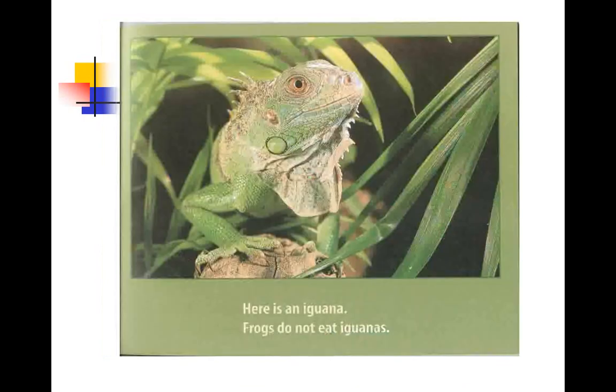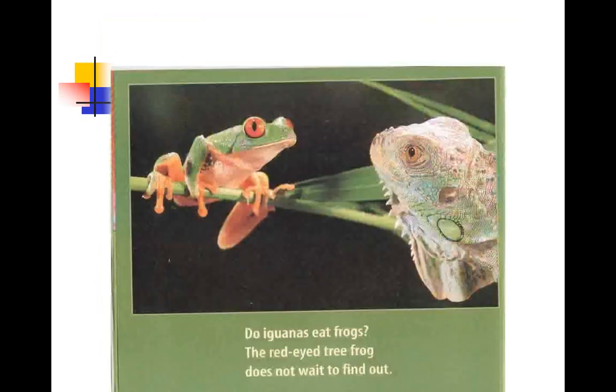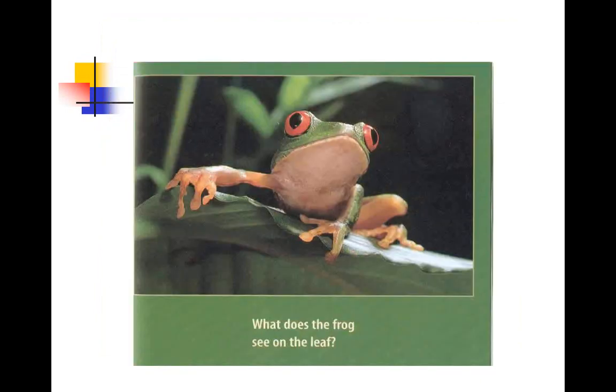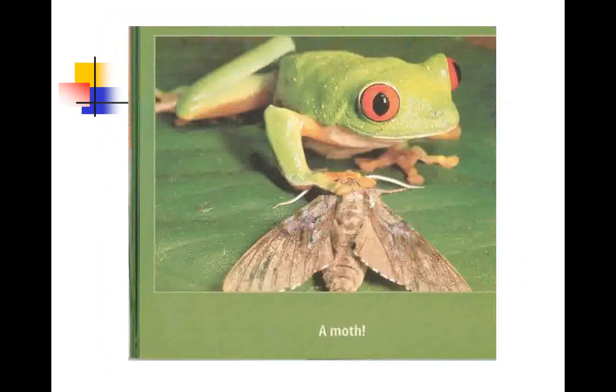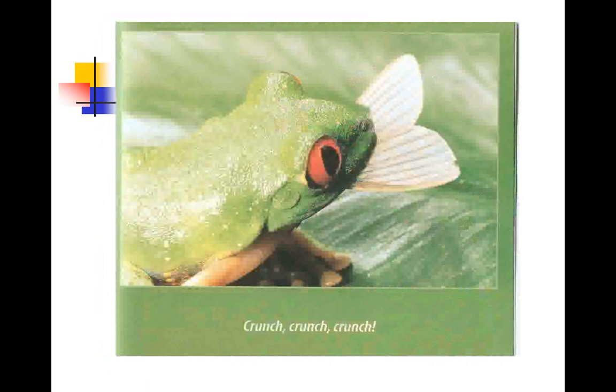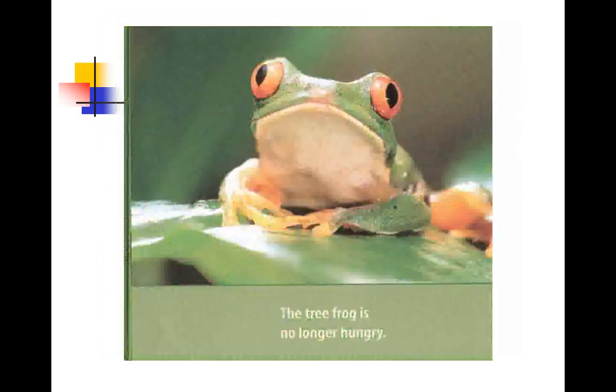Here's an iguana. Frogs do not eat iguanas. Do iguanas eat frogs? The red-eyed tree frog does not wait to find out. What does the frog see on the leaf? Jump. A moth. Perfect. Crunch, crunch, crunch. The tree frog is no longer hungry.